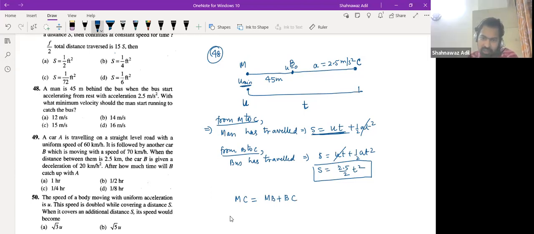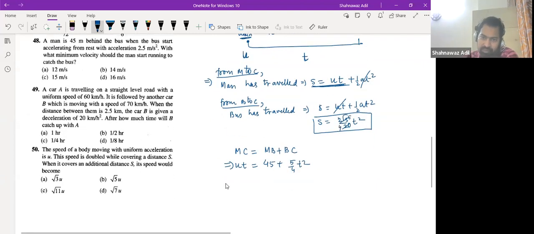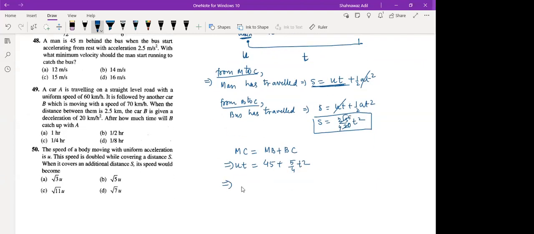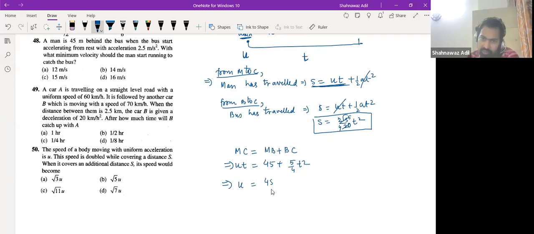This is UT, and MB is 45, and BC is 2.5. Let's say this is 20. So this is 5 by 4 t square. Understood, guys? Yes, sir. So this is your U equal to 45 by t plus 5 by 4 t square.